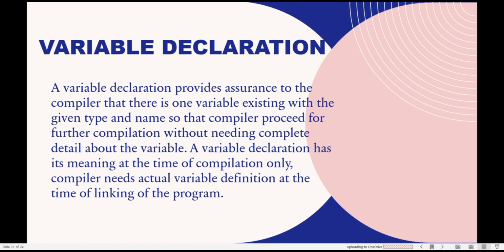A variable declaration in the code provides the compiler with essential information about the variable's existence, type, and name, allowing the compiler to check for errors and proceed with compilation. The specifics of the variable's memory allocation and initial value are determined during linking. A variable declaration is useful when you are using multiple files and you define your variable in one of the files, which will be available at the time of linking of the program.